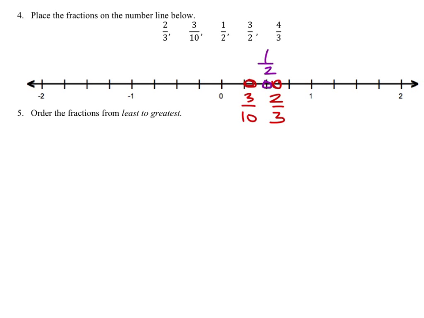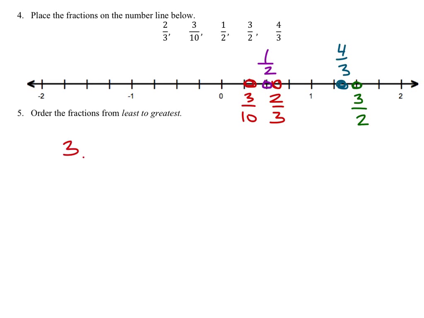Then we got 3/2, which would be right here, for 3/2. And then finally 4/3, which is a full 1, and then another third, which would be about right here, at 4/3. So now we should be able to list these from least to greatest.